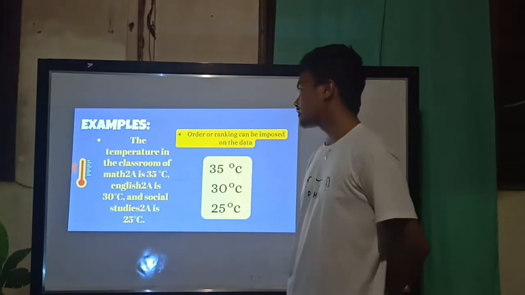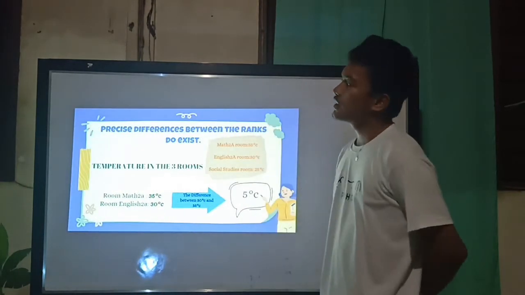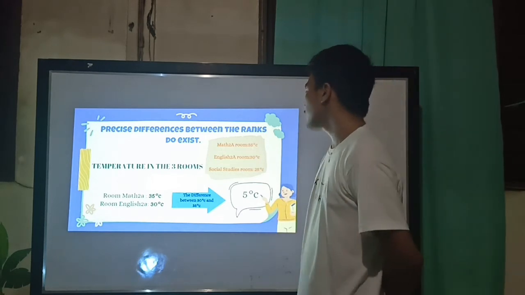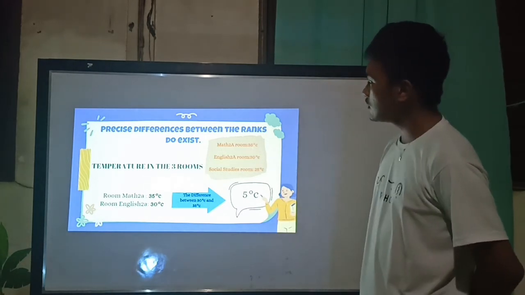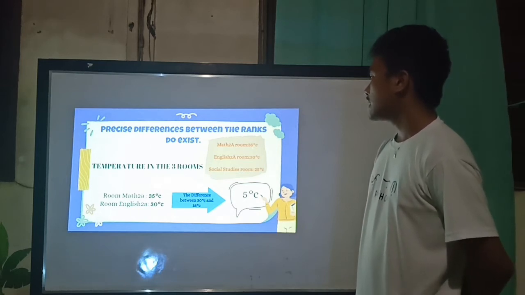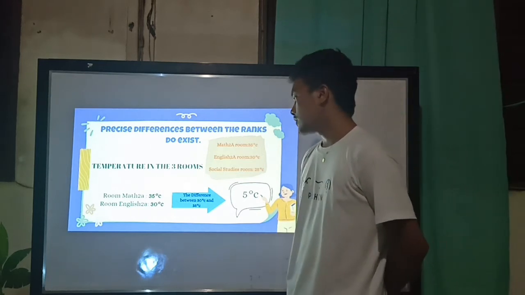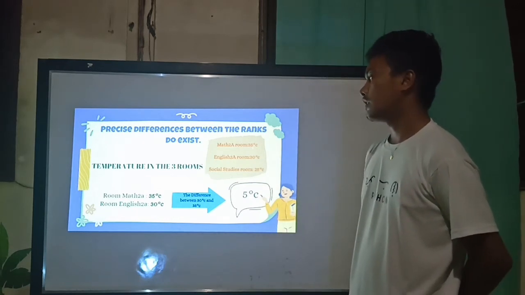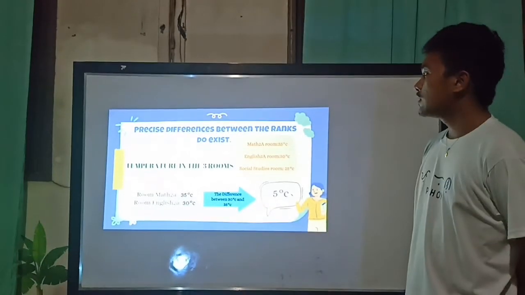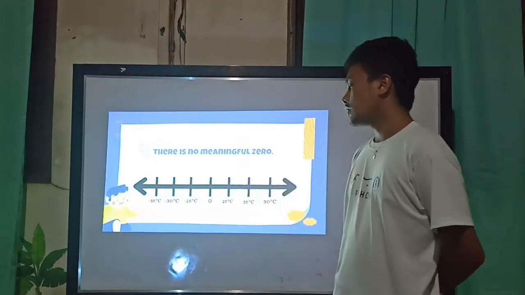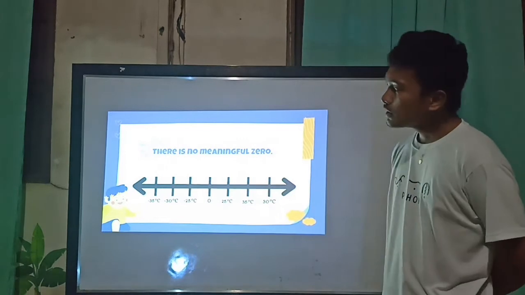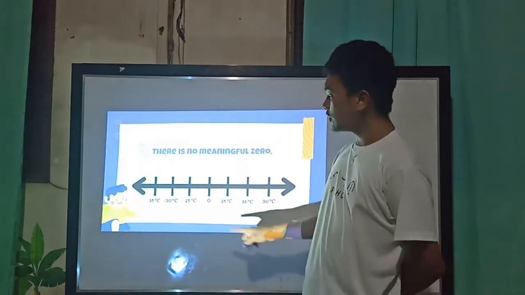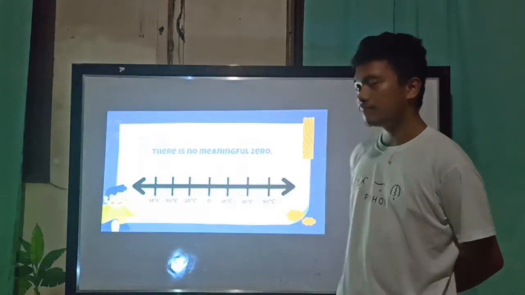The next meaning of interval level is precise differences between the ranks do exist. To know the differences of both variables, we need to subtract the data, so we can know the differences or the interval. The next property of interval level that we should know is there is no meaningful zero. It means that the zero there is not the lowest value.